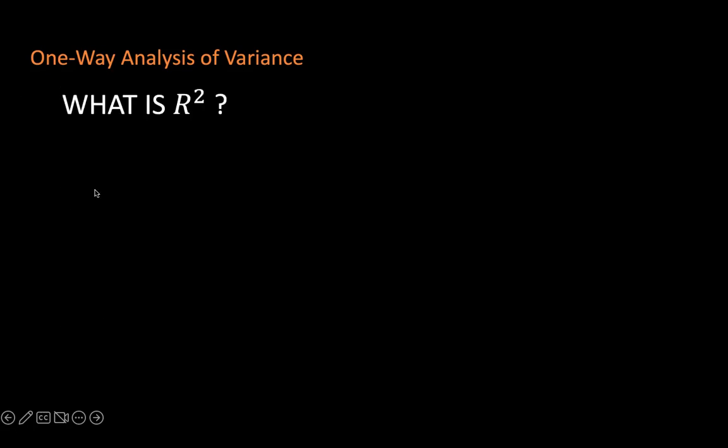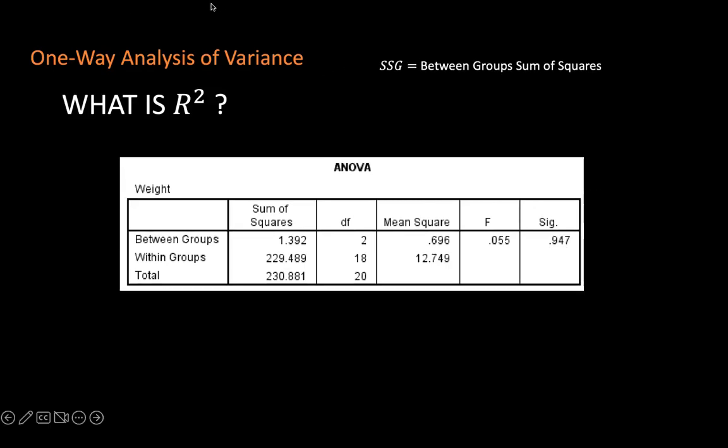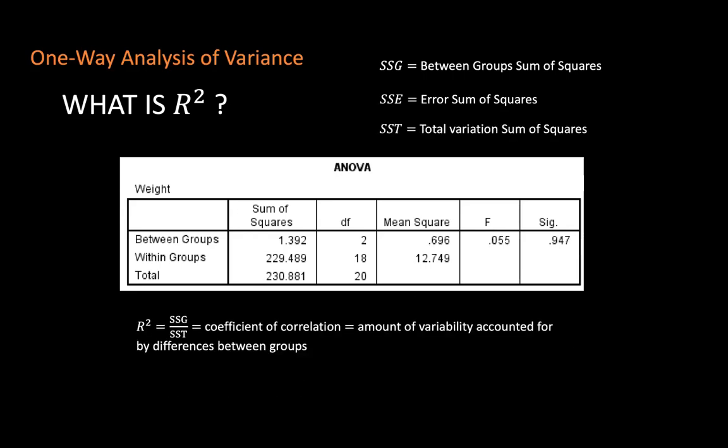What is R squared? Well, SSG is between group sum of squares. SSE is the error sum of squares. SST is the total variation sum of squares. R squared is equal to SSG over SST, and it's called the coefficient of correlation. It marks the amount of variability accounted for by differences between groups.